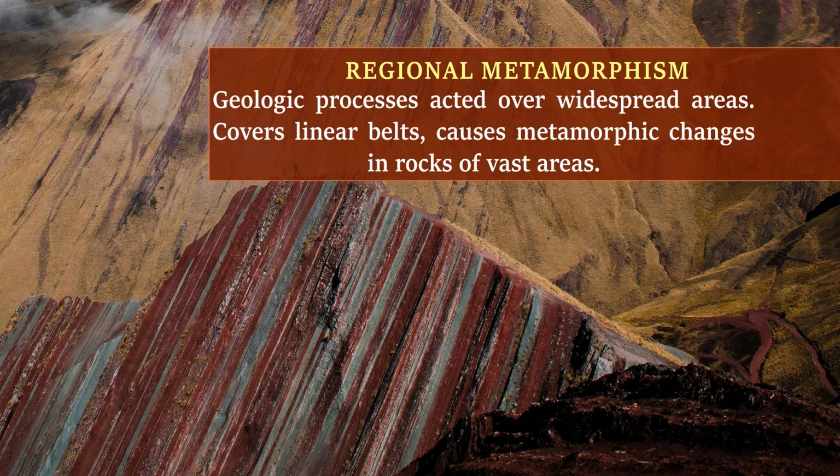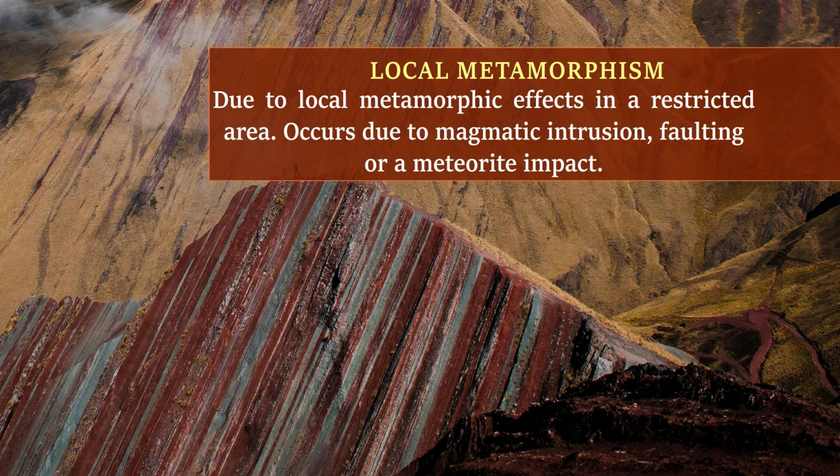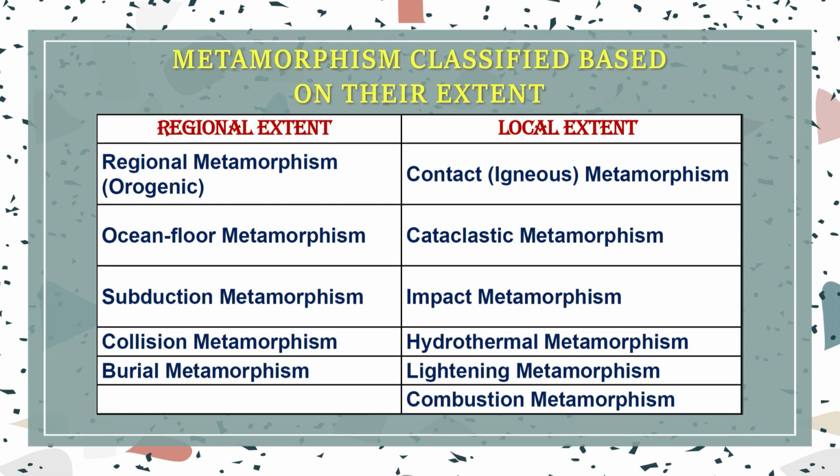Geological processes acting over widespread areas, covering linear belts, cause metamorphic changes in rocks of vast areas. Local metamorphism is due to local metamorphic effects in a restricted area, occurring due to magmatic intrusion, faulting or meteoritic impact. Metamorphism is classified based on its extent. Regional metamorphism is on my left hand side, whereas local metamorphism, which is local in extent, is on my right hand side. The regional metamorphism is mostly connected with the orogenic belts.